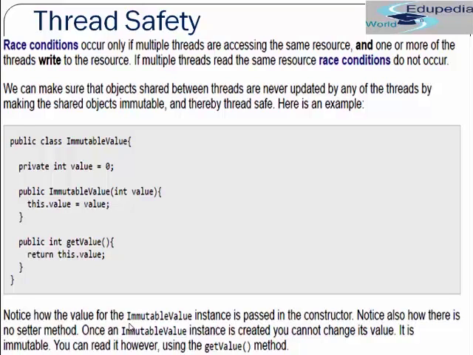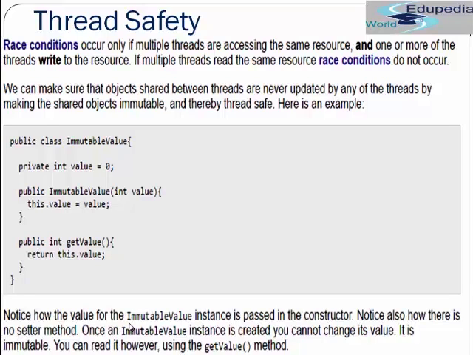Here is an example. In the example you see we have a class ImmutableValue, and then we have private int value equals 0. Then we have the ImmutableValue constructor, and inside the constructor we take an int value, and then we assign this.value equals value. Similarly, we have a getValue method also.